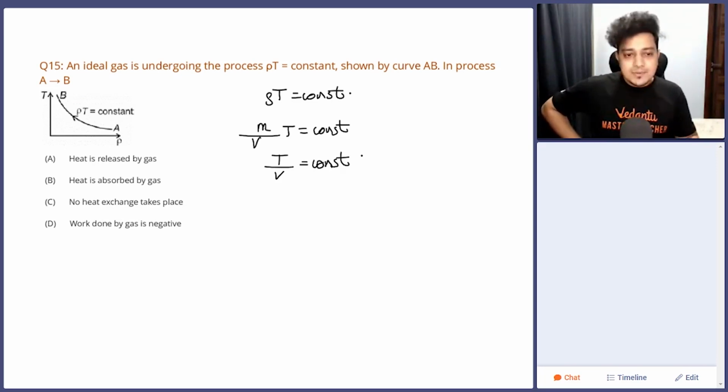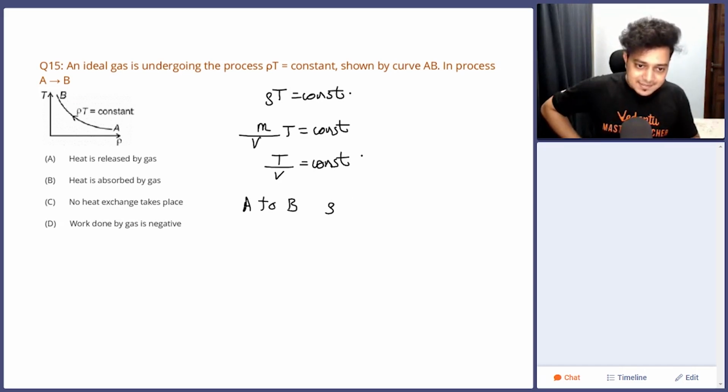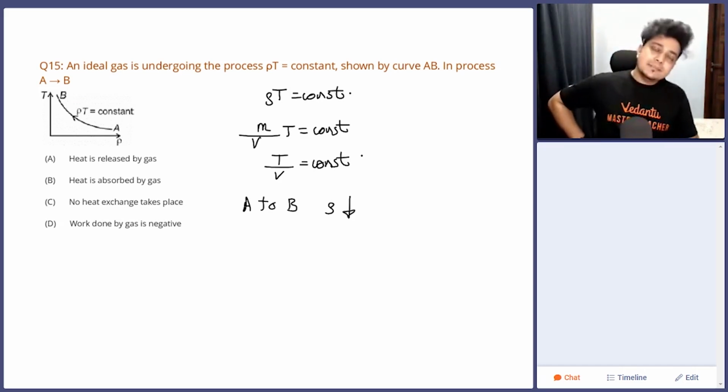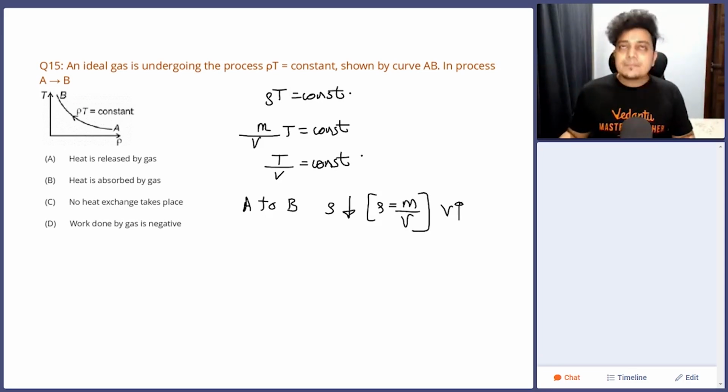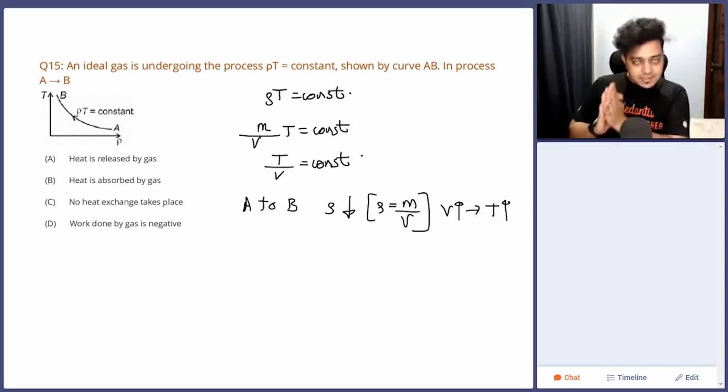Now notice what is happening as the process goes from A to B. Density is decreasing. Think carefully. Mass is same. We know that density is mass upon volume. Mass is same, density is decreasing, so volume is increasing. If volume is increasing, that means temperature is also increasing. See the chain. When you go from A to B, density is initially high and then it becomes low.